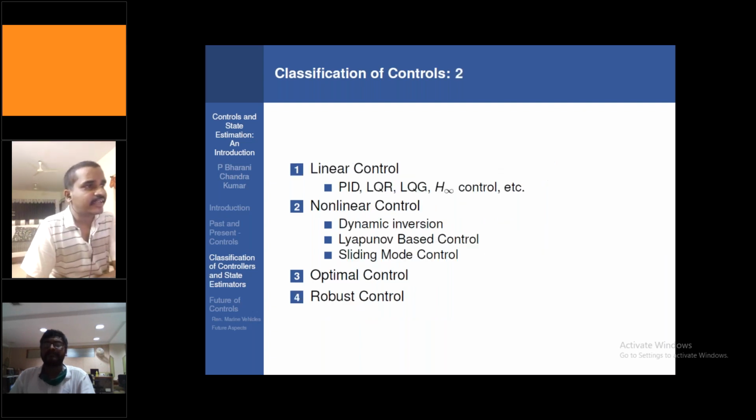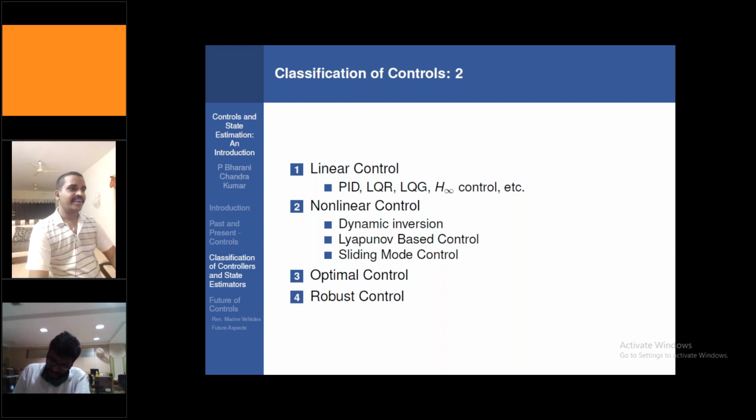This is another classification of control, which I have classified based upon linear and non-linear, and the other is robust and optimal. If your plant is linear and the controller is also linear, then we call it linear control: PID, LQR, LQG, H infinity, and so on. When can I say a system is linear or non-linear, we will be discussing soon. And if either your plant or controller is non-linear, then we have to go for non-linear control: dynamic inversion, Lyapunov based control, sliding mode control, and so on.